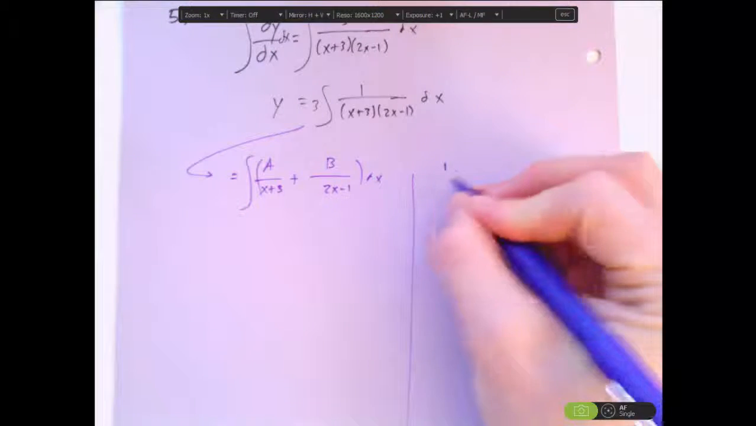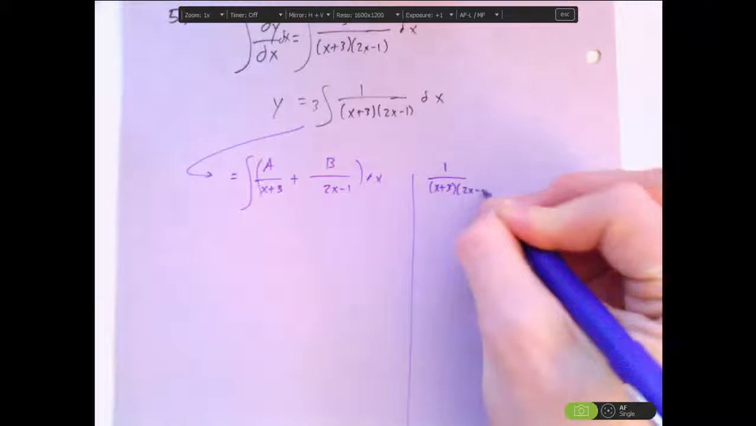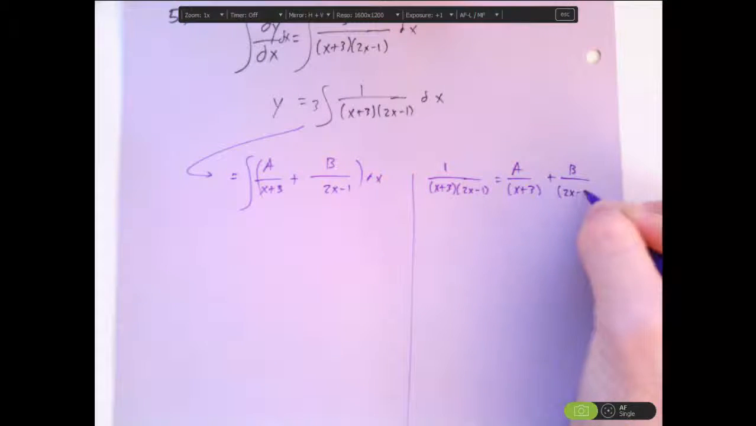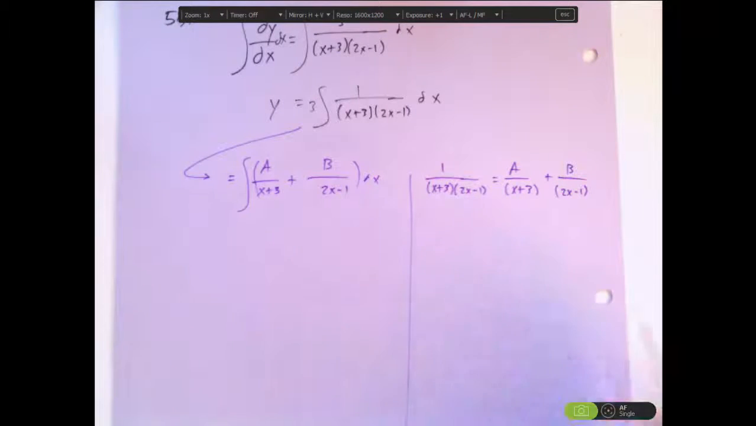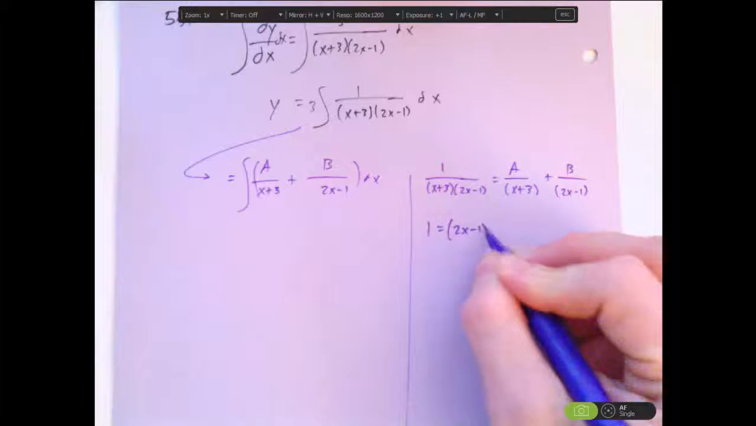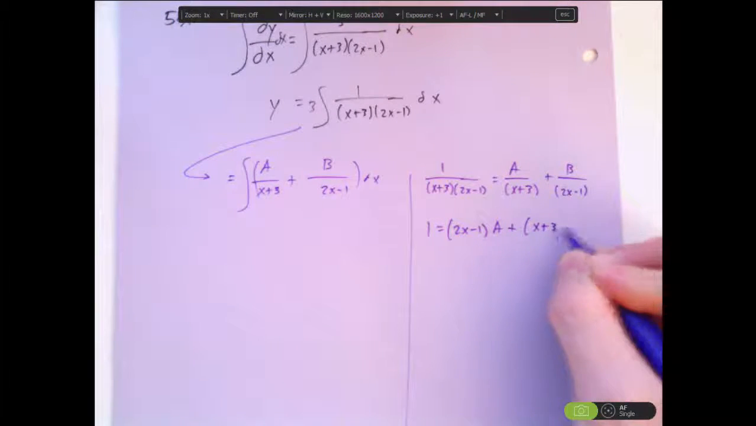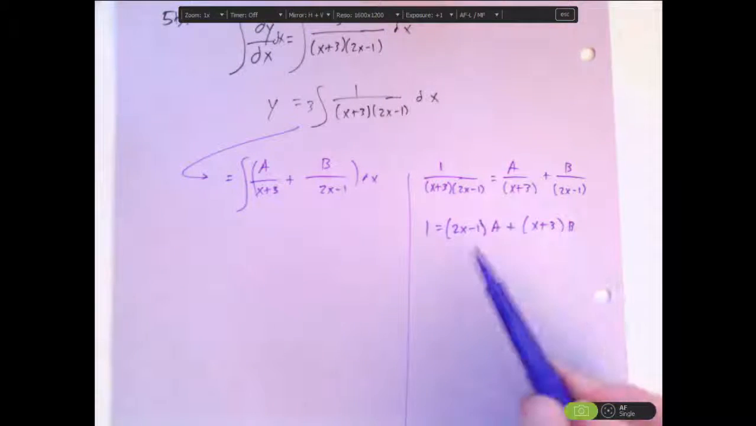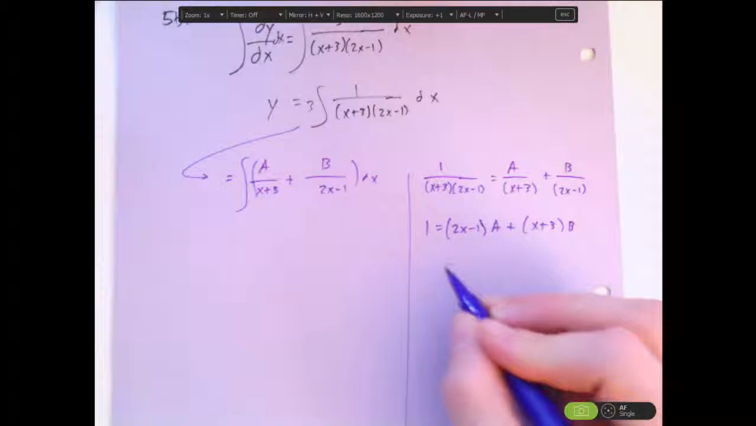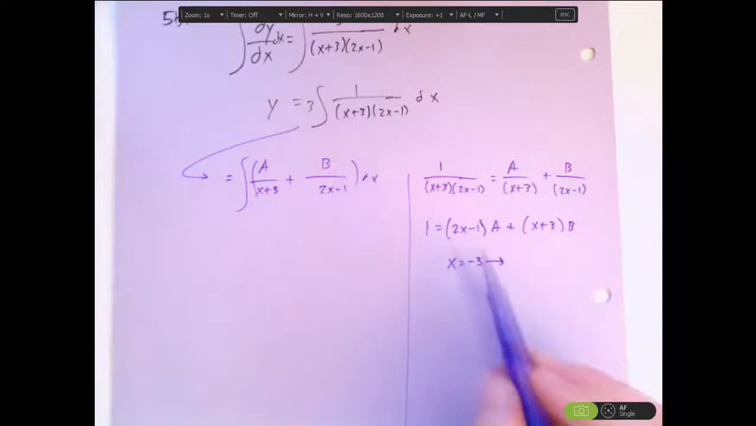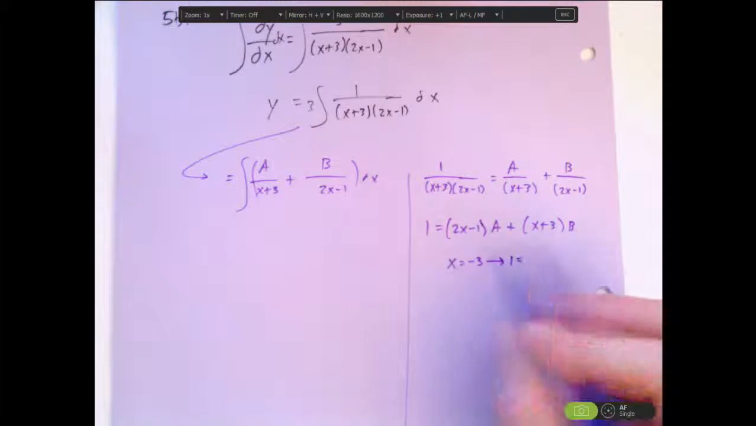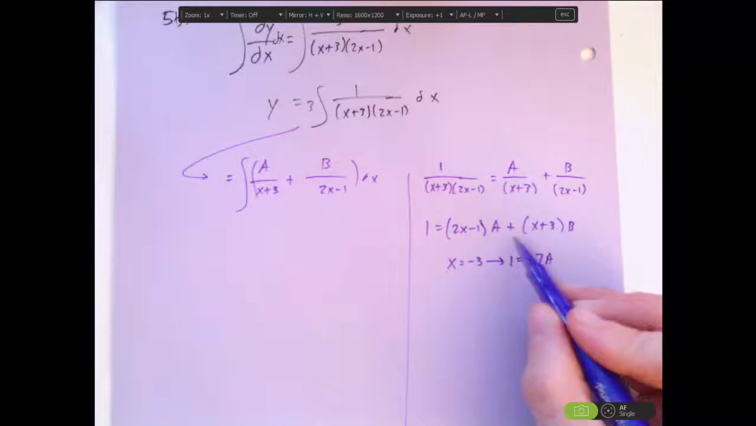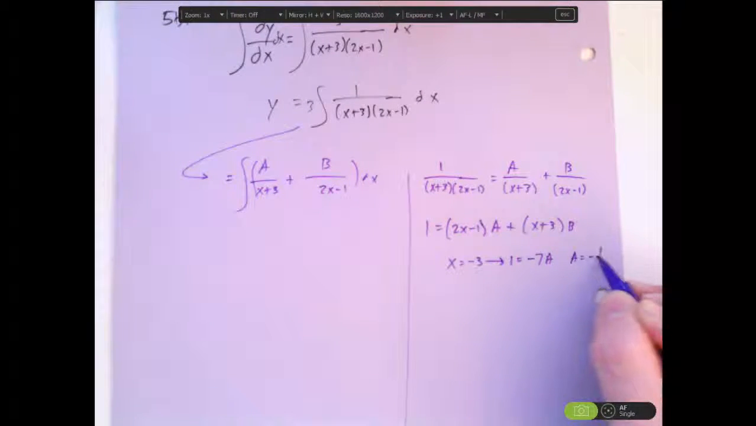I'll start out by setting both sides equal. I'll multiply through by both terms in the denominator here. Now, we talked about several different methods for finding a and b here. I'm going to use the method where I select values of x that will let me eliminate particular terms here. So if x equals -3, for example, I can evaluate this above equation as being 1 equals, so -3 times 2 is -6, minus another one is -7. So -7a plus 0. In which case I know that a is -1/7.